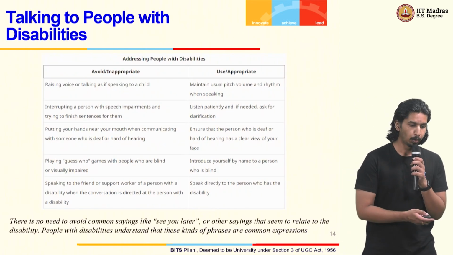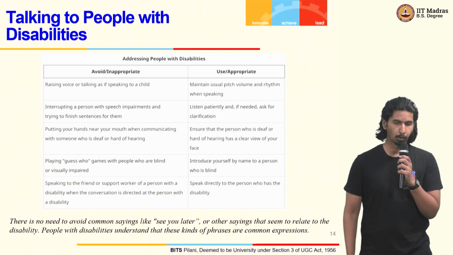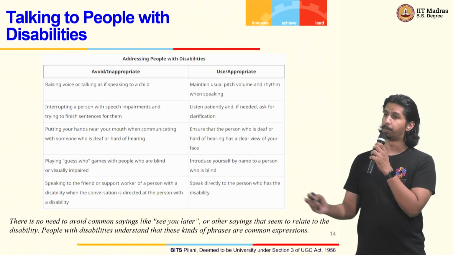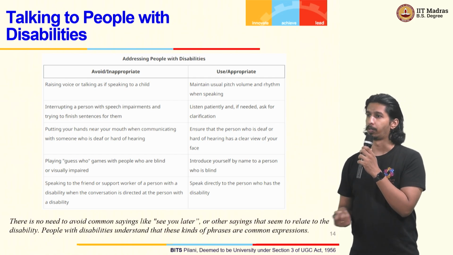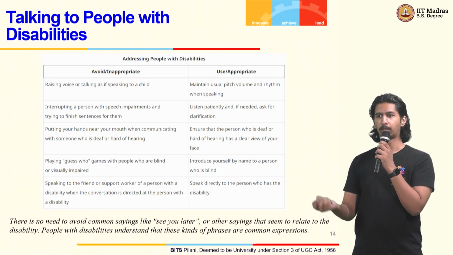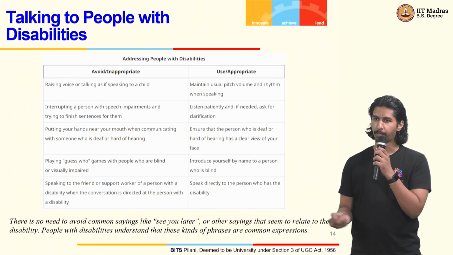And again, a couple of points on talking to people with disabilities. A lot of times what happens is, when people talk to people with disabilities, they suddenly raise their voice, or maybe they try to talk like to a child, right? So don't try to do such things, and it's a good idea to maintain the same rhythm and pace.